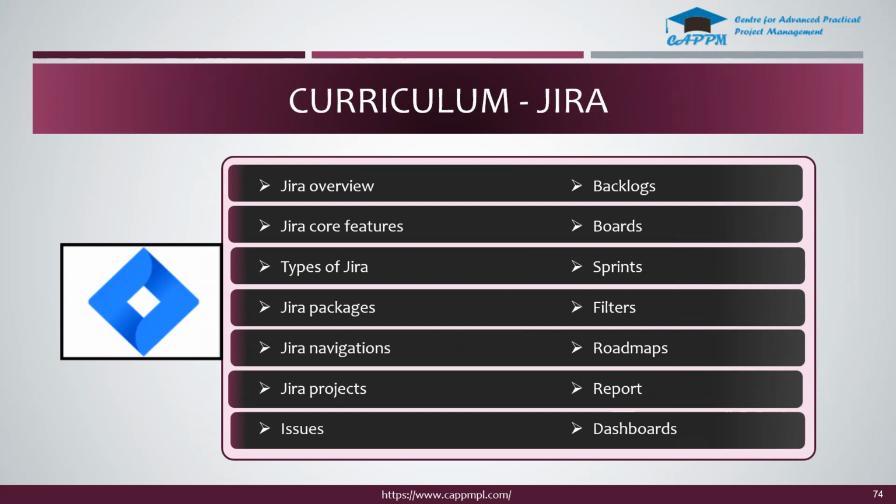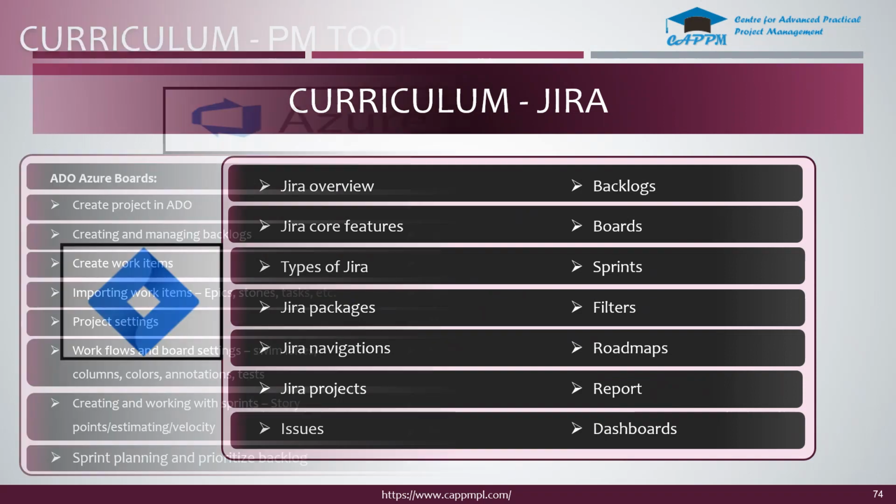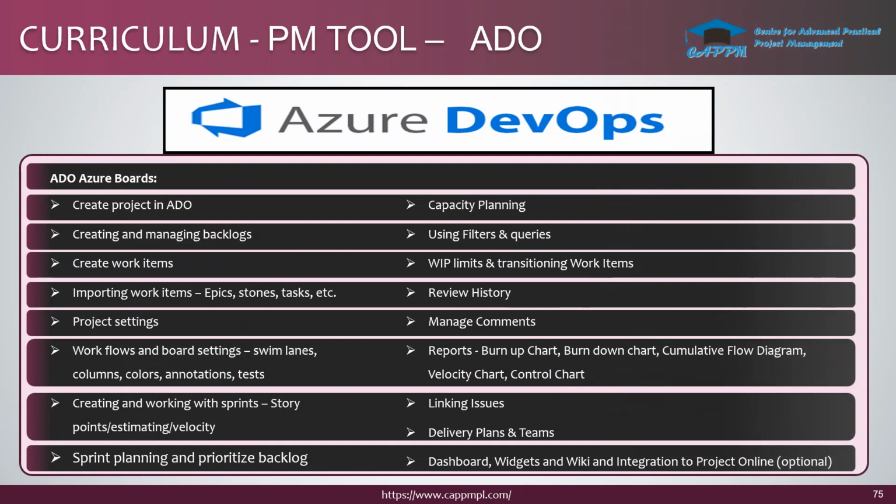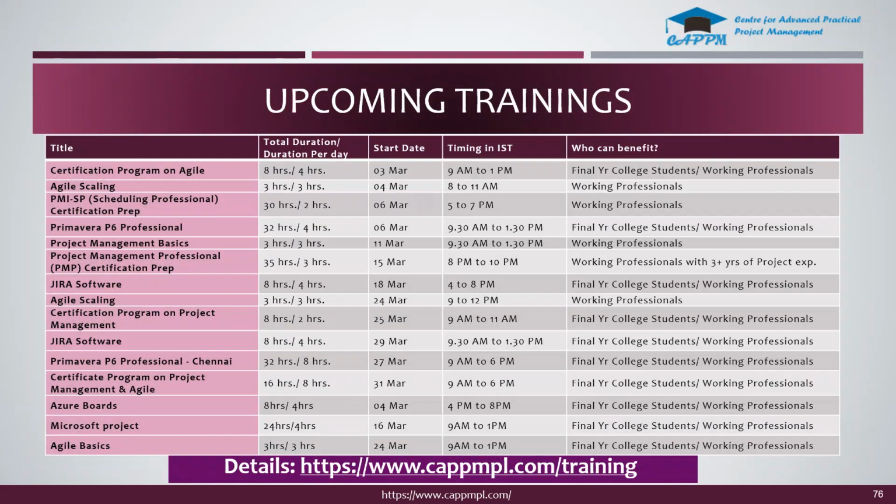This is the curriculum for Jira, where you can learn how to create your sprints, your backlogs, your boards, reports and dashboards. This is the curriculum for Azure DevOps. Here you can learn how to create work items, how to do sprint planning, prioritizing backlogs and capacity planning, and how to create various reports in Azure DevOps. These are our upcoming trainings and batches in the month of March. You can also visit this website to view the upcoming trainings.